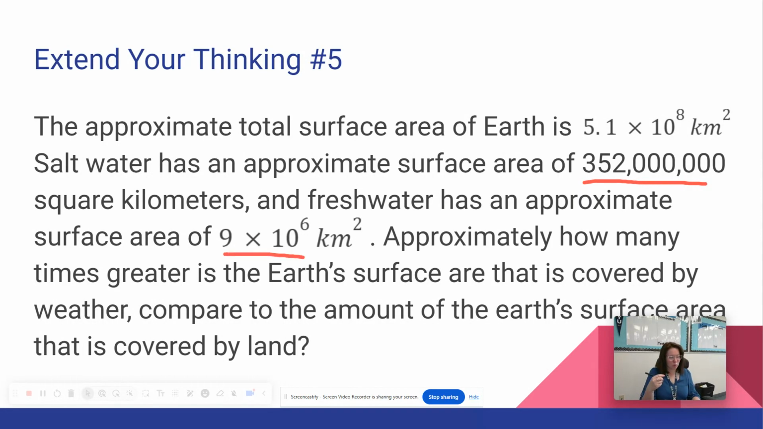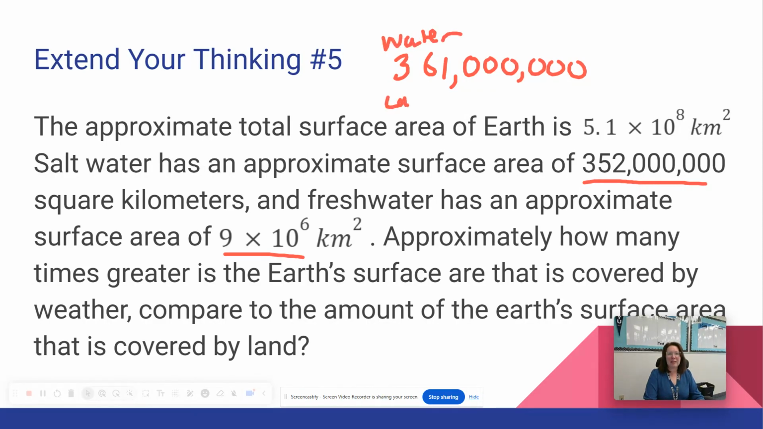So let's first find out how much water altogether. Add those two together. 3, 5, 2, 1, 2, 3, 1, 2, 3. That was all my zeros. Plus symbol, 9 times 10 to the power of 6. Oopsies. There we go. So the Earth's surface of water is 3, 6, 1, 1, 2, 3, 1, 2, 3. Yep, that's water.